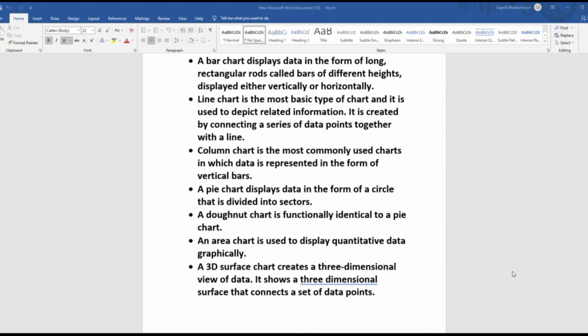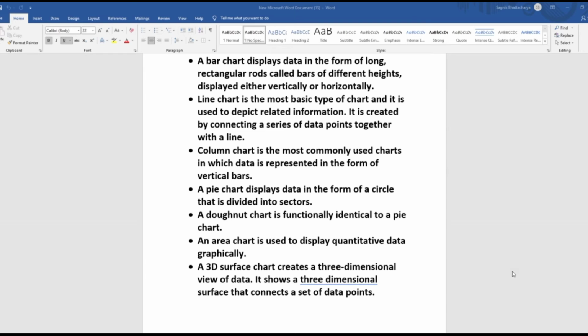Now, what is an area chart? An area chart is used to display quantitative data graphically. It is based on a line chart, but the area between the axis and the lines is filled with different colors. These colorful and visual displays distinguish data more clearly. Users can also plot one series on top of another. So it is mainly used for representing sales and production figures.